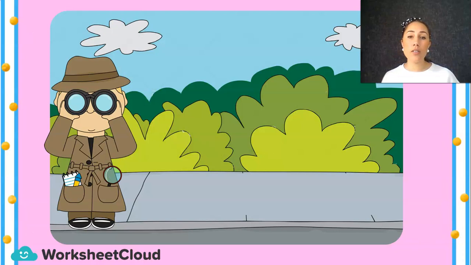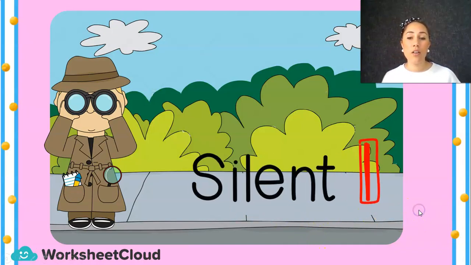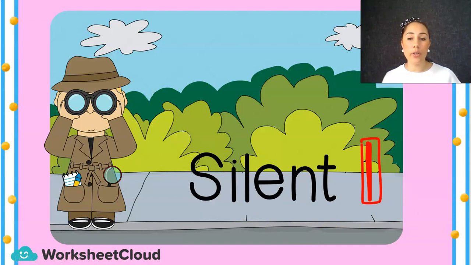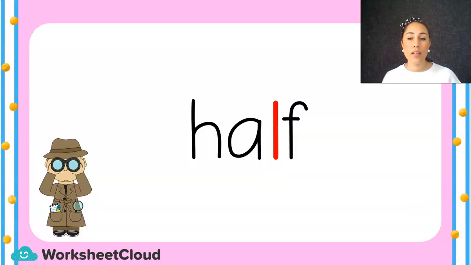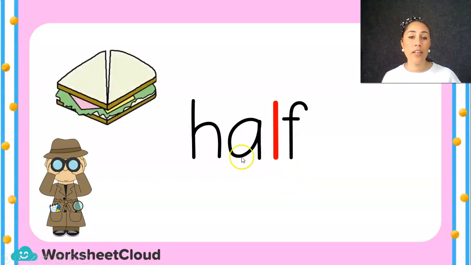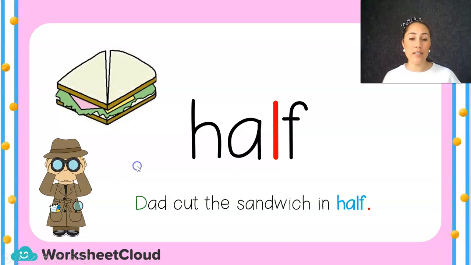Okay, and our last one that we're going to look for today, silent letters, are the silent L words. Our first one is the word half. We don't say the L, but it's in the word half. And there you can see a sandwich, and the sandwich looks like it's been cut through the middle, and it's been cut in half. Let's see that in a sentence. Dad cut the sandwich in half.